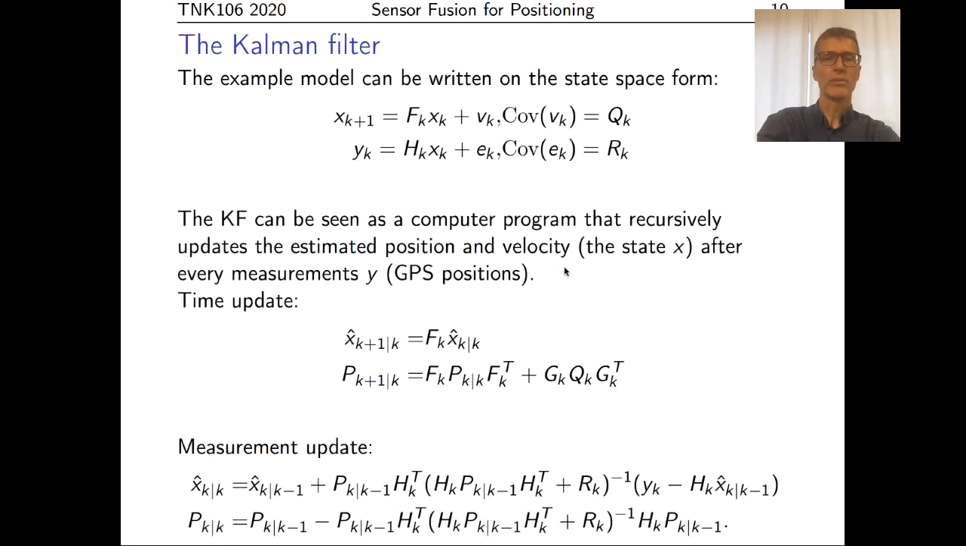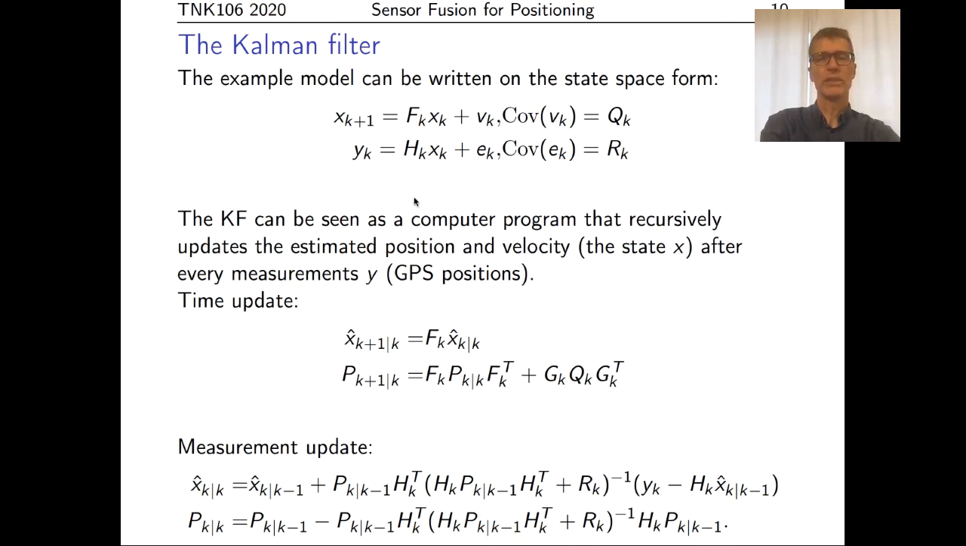So what is the Kalman filter? Well, as I said, it applies to linear state space models of this form. It can actually be time varying as well. We can have a k on F and H here. We need a description of the process noise in terms of a covariance matrix Q, and the measurement noise has a covariance matrix R here. They are both assumed to be zero mean.